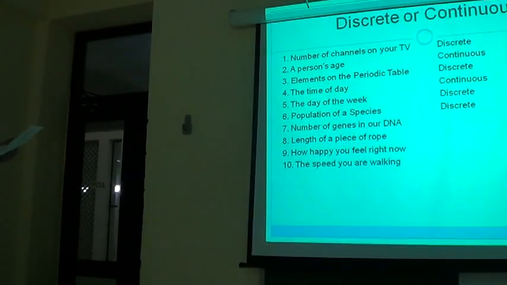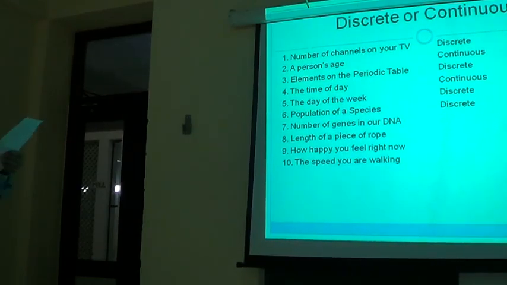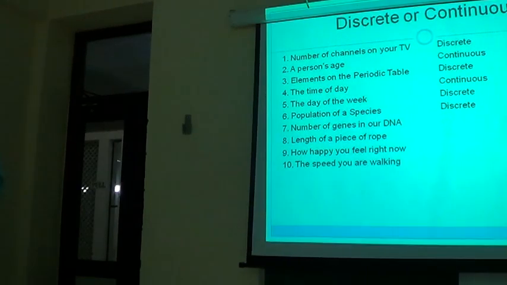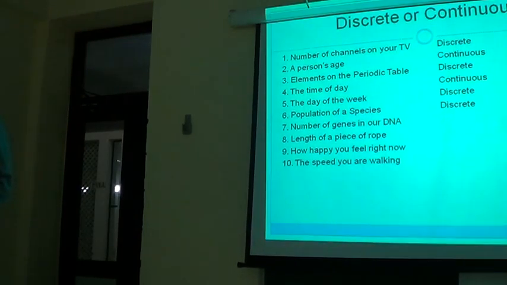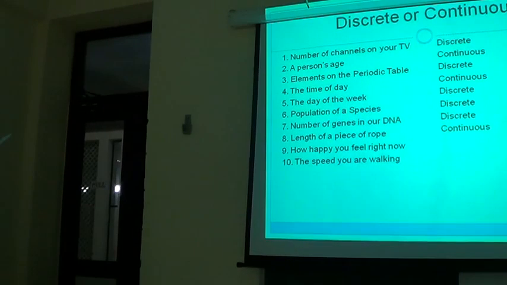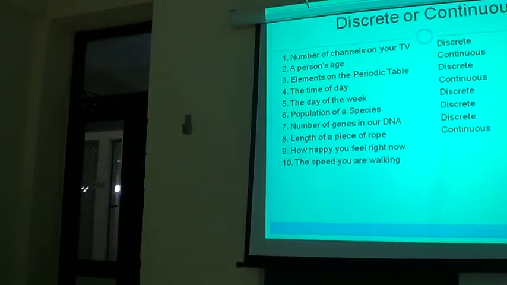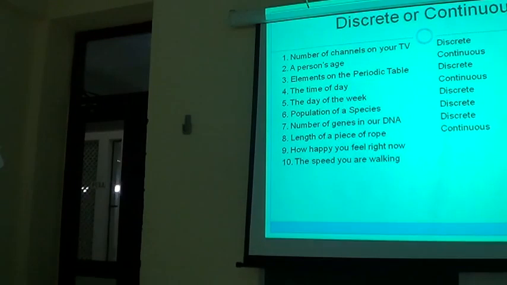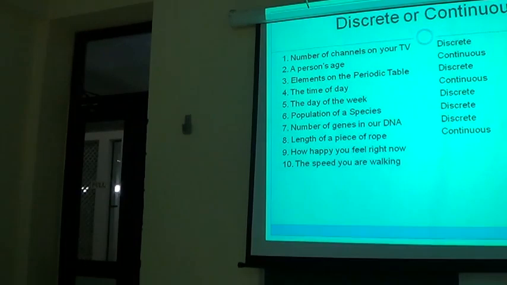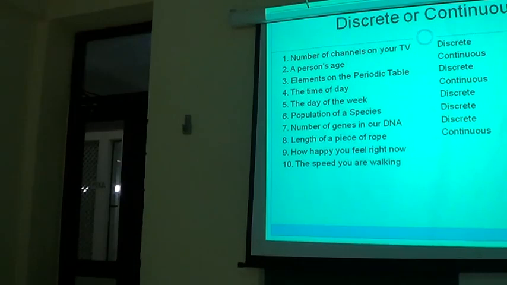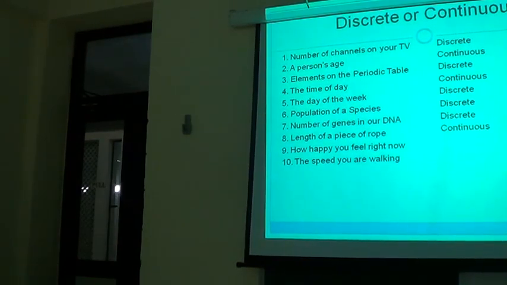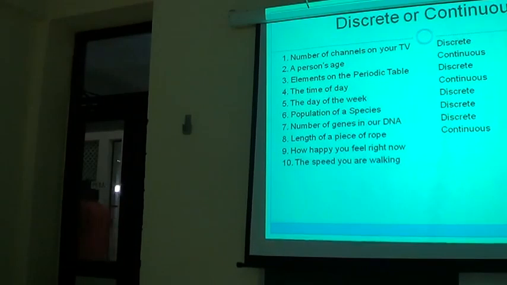Number of genes in our DNA, to Rafi Pal. Discrete. Partial genes, could it be? So of course it's a discrete variable, right? Now, length of a piece of rope, to Asim Majid. Oh, length is of course... You said discrete or what? What did you say? So you have already shown the answer. Okay, right. I got confused, okay?